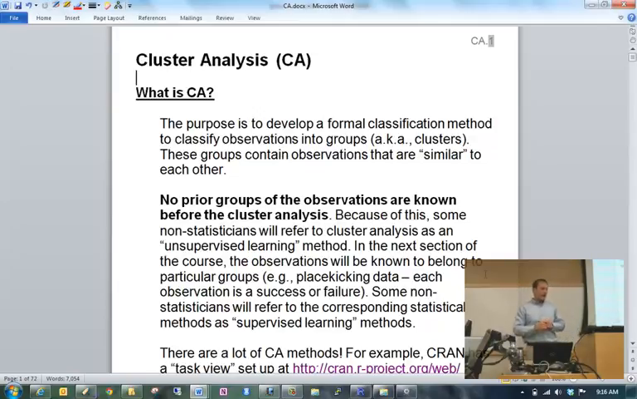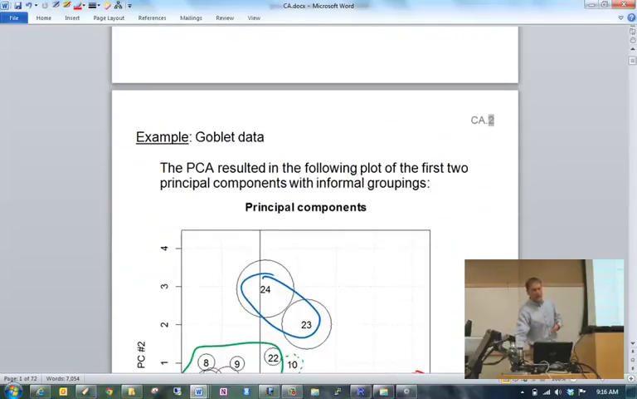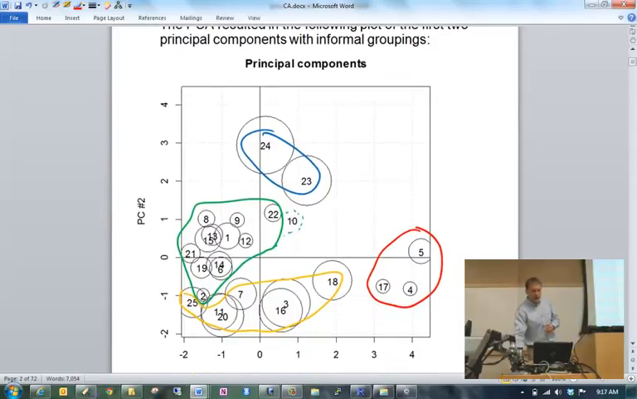Now, think of cluster analysis in a similar mindset as what we were doing with the principal component scores for the goblet data, where we were kind of informally grouping the observations together. So we use principal component analysis, or we use factor analysis to help reduce the dimension of the data so that we could actually visualize our data in a smaller number of dimensions and then come up with some kind of groupings of the observations. In other words, similar observations are grouped together.